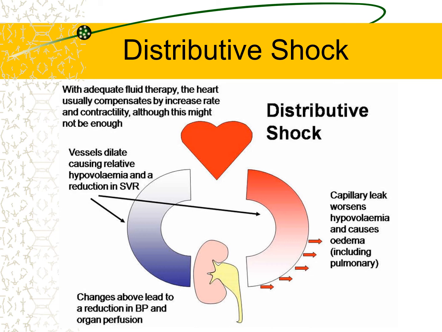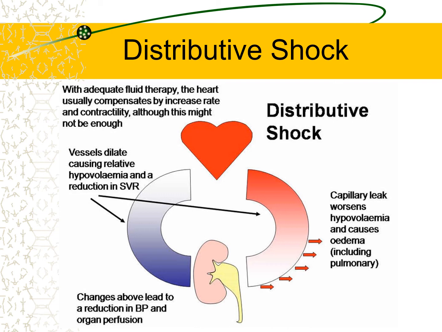And this is what is occurring in distributive shocks. There is peripheral vasodilation. And we could actually say that there's widespread vasodilation. Okay? And that subsequently leads to a maldistribution of blood flow.